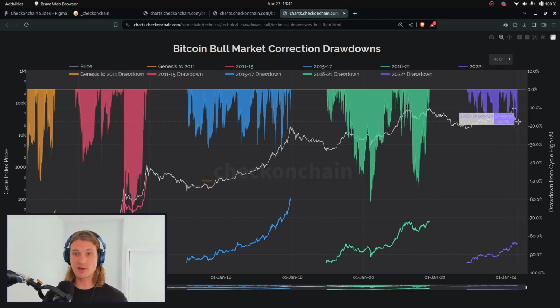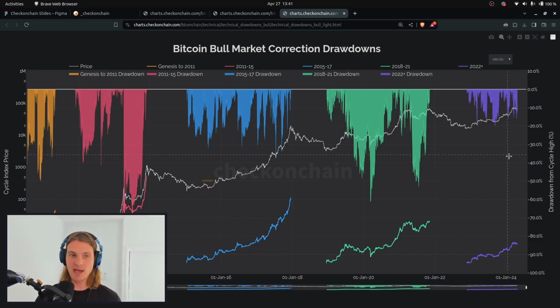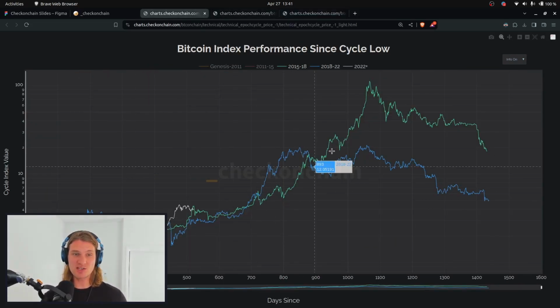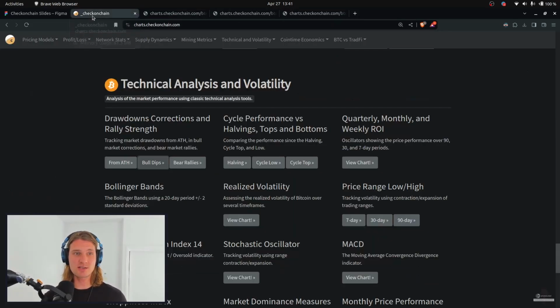I would love to see a further correction, but we haven't seen it yet. And I think that's something to just keep in mind. It's something I keep coming back to. So by and large, in terms of cycle performance, to me, it actually feels really, really robust, really strong. And in many ways, it's following a similar trajectory. It's remarkable how Bitcoin just continues to trade like this.